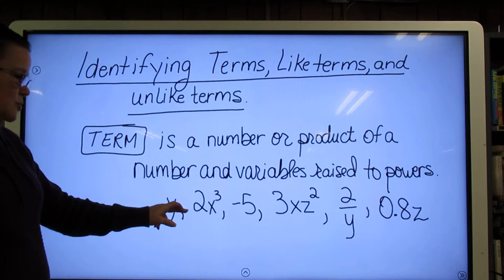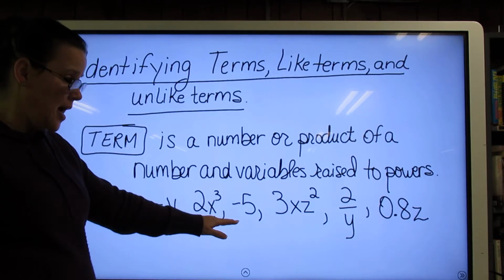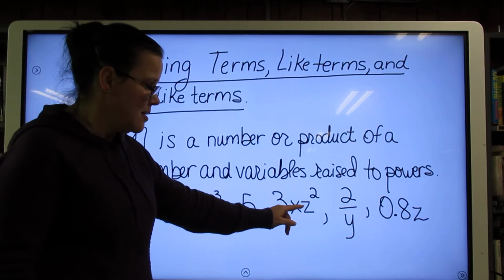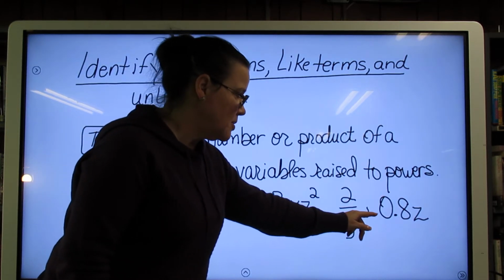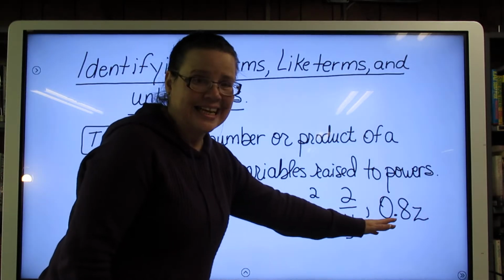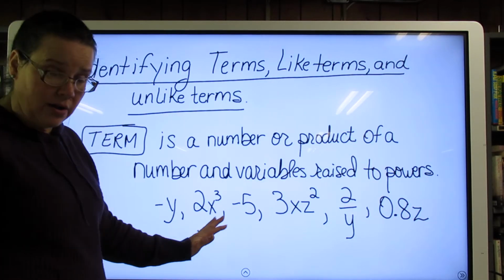Negative y, 2x to the third power, negative 5, 3xz squared, 2 over y, or 2 divided by y, 0.8z, or 8/10 z. They are all terms.